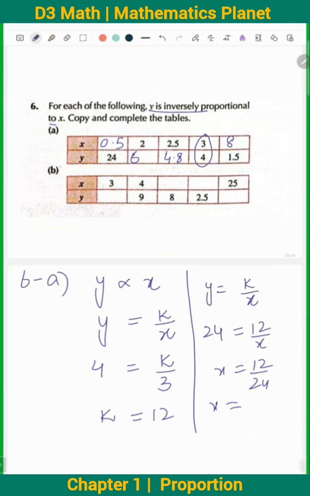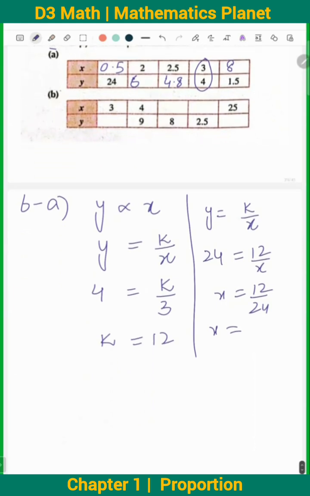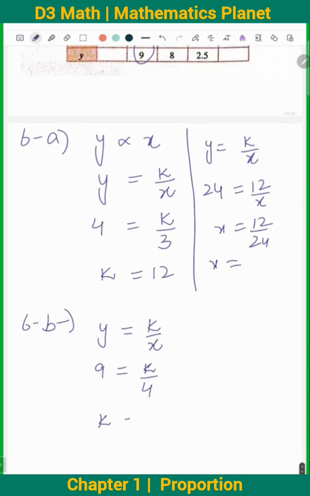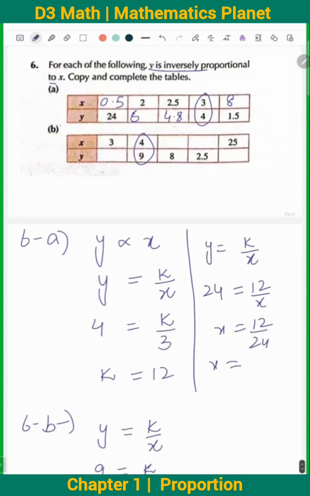Okay. Come to the B part now. For the B part, we got this one, 4 and 9. So we can write y is equal to k by x. So 9 is equal to k by 4. So k is equal to 36. Complete the table fastly.